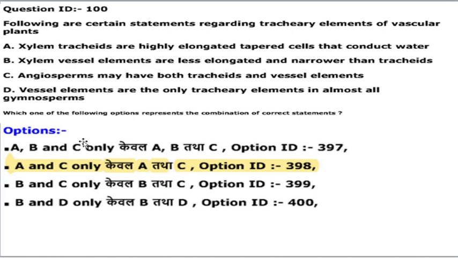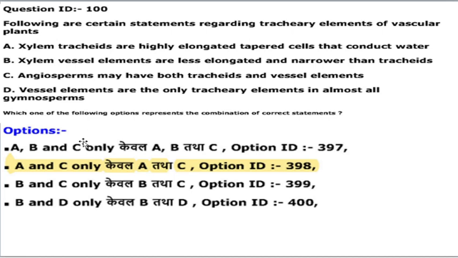Angiosperms have only tracheids? No, angiosperms may have both tracheids and vessel elements. So it's absolutely a correct statement. Both tracheids and vessel elements are present in angiosperms. So angiosperms can use either tracheids or vessel elements for conducting water. So option C is also correct.